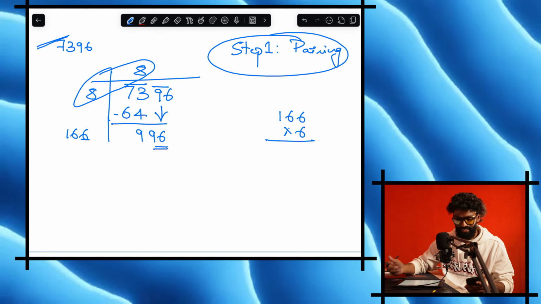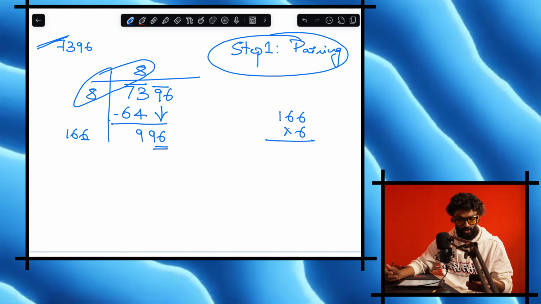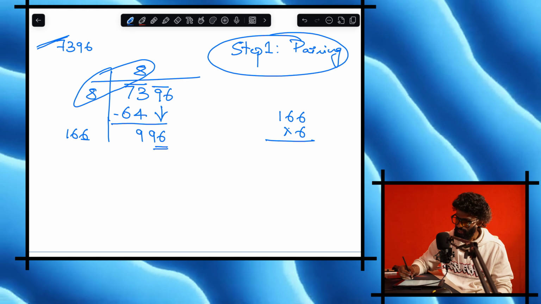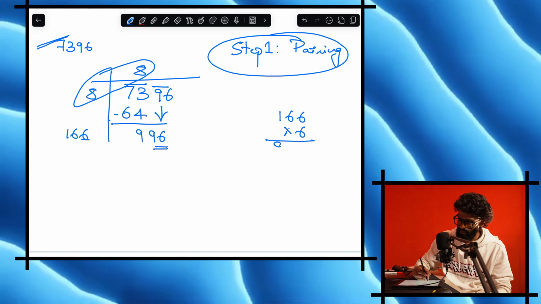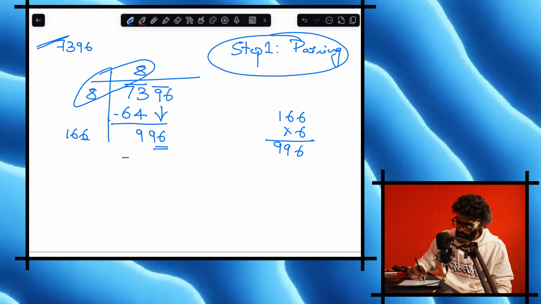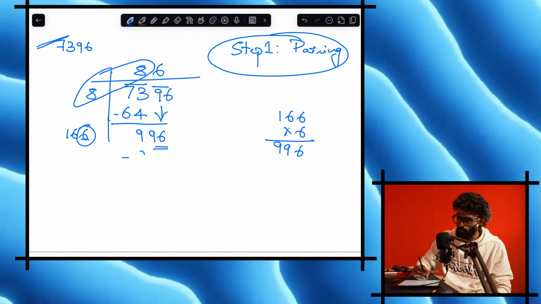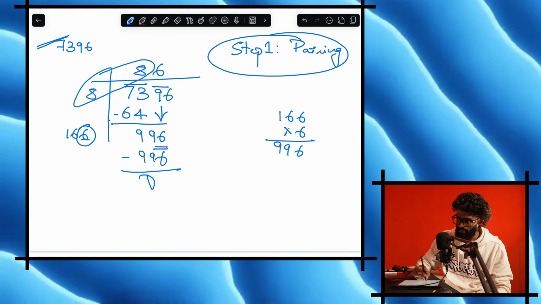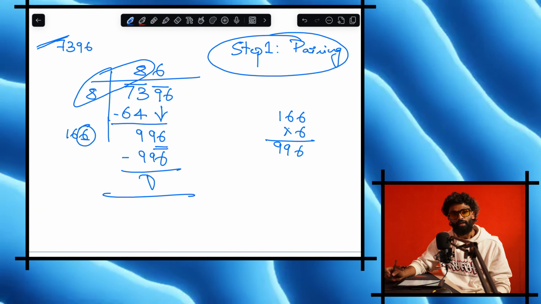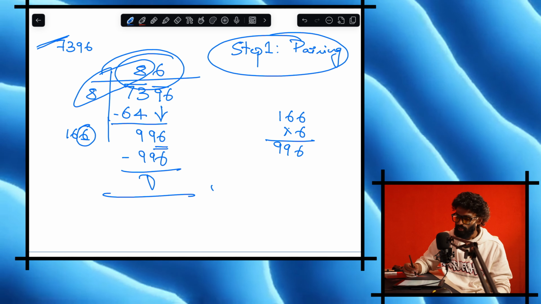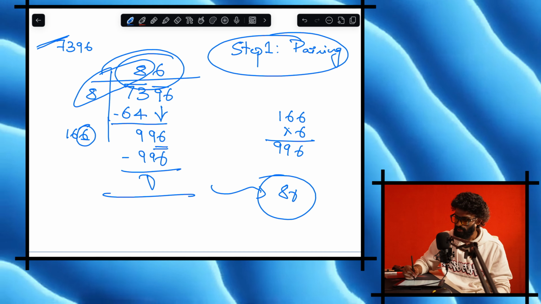Now 166 times 6. I'll obviously be using the calculator. You should not. So 166 times 6 gives you the answer as 996. Since you assumed the number to be 6, 166 times 6, you write it on top also. The answer is 996. Therefore, the remainder is 0. Now, if the remainder is 0, what does it mean? It means that it's a perfect square. So the answer will be 86.